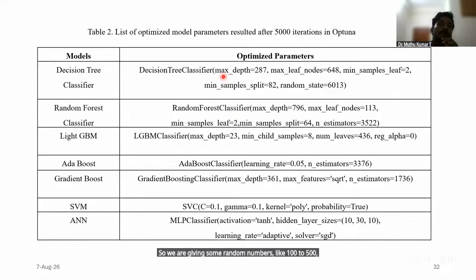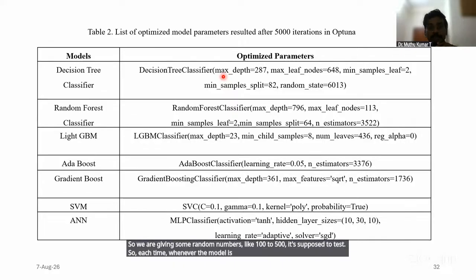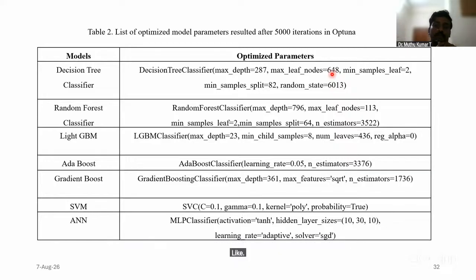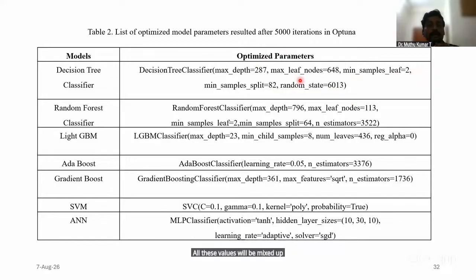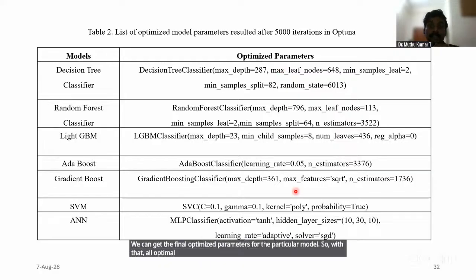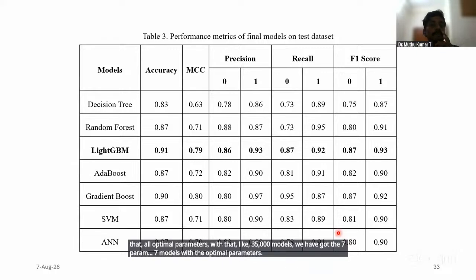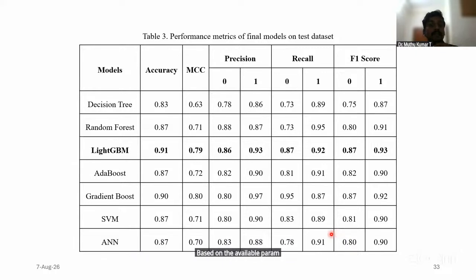It is supposed to test. Each time the model is generated, it will set the max depth value, for example, 28 here. Leaf nodes will also have a range, like 500 to 1500, something like that. Each time the model is generated, all these values will be mixed up, and we can get the final optimized parameters for the particular model. With that, from 35,000 models, we got the seven models with the optimal parameters. And based on the available parameters, we tested on the test data set.